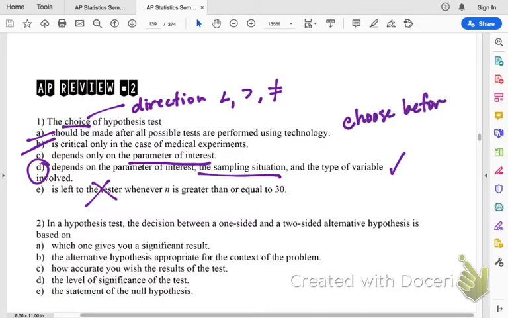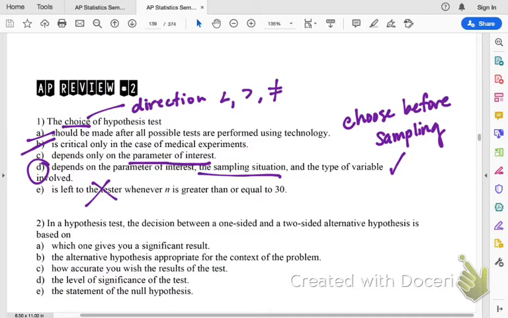And I've seen that kind of question come up before. When is it appropriate to choose the direction? You always want to choose it before you sample, before you do anything. And D is not saying that you're doing it after. It's just viewing the sampling situation, like how you're going to sample.